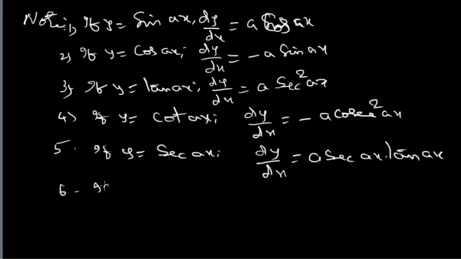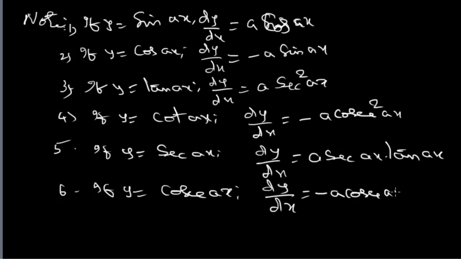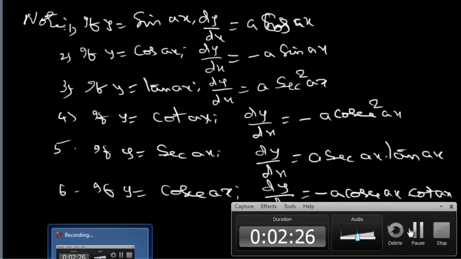Number 6. If y is equal to cosecant ax, dy by dx is equal to minus a cosecant ax into cot ax. Here we have committed a mistake in this one. It is not sin, it is cos, so that we shall correct it. Using the above formula, we try to work out some problems.